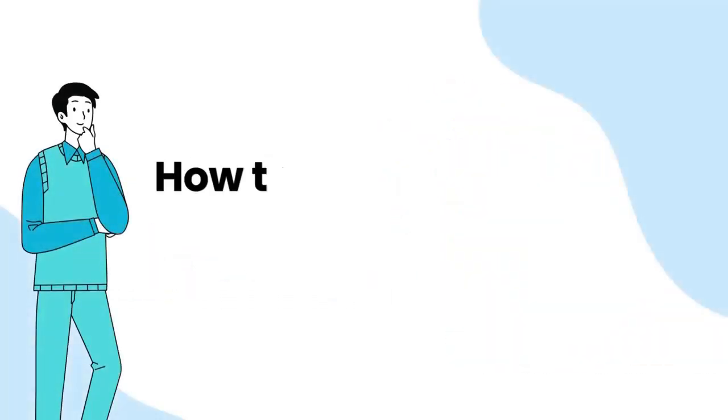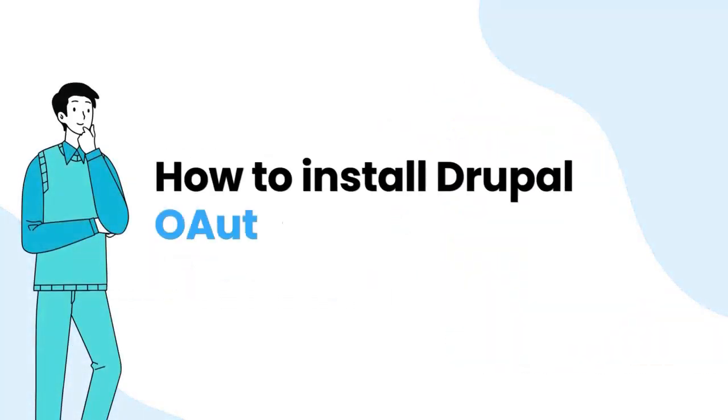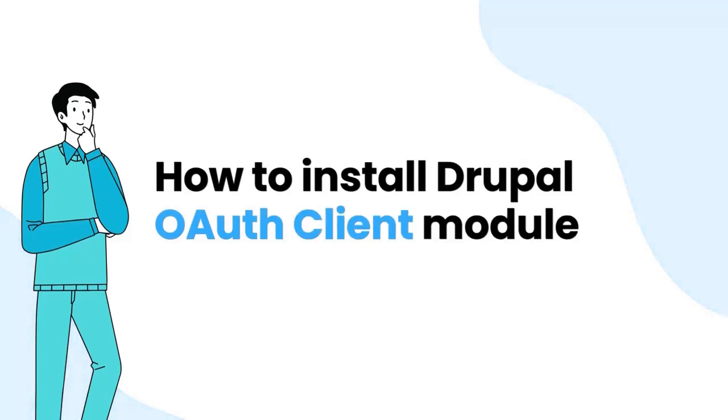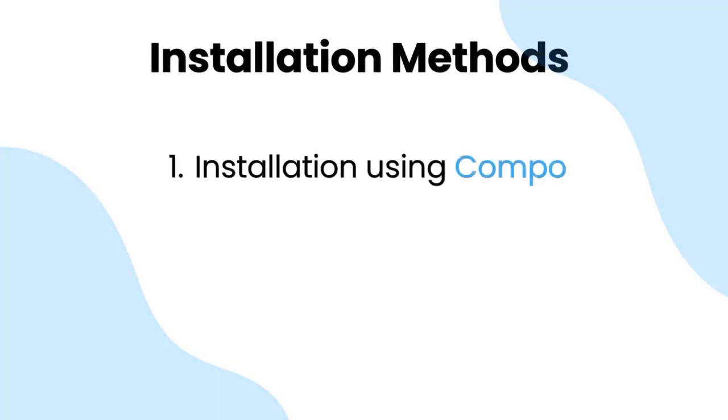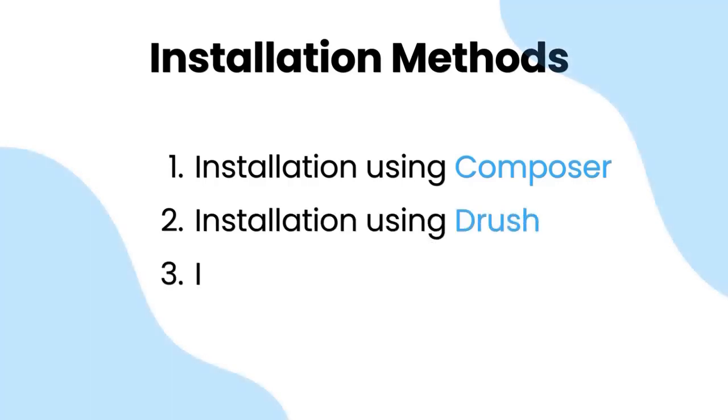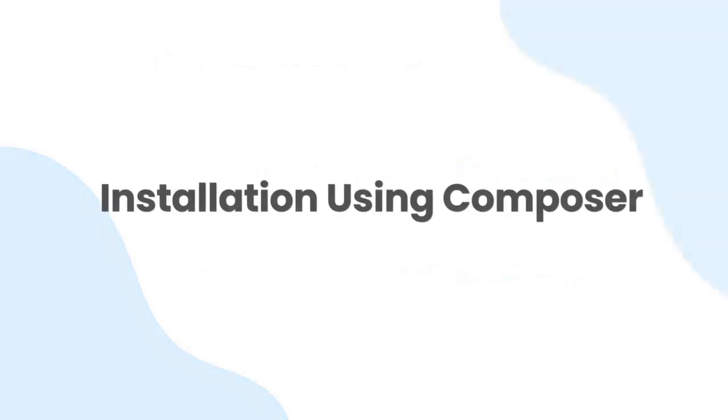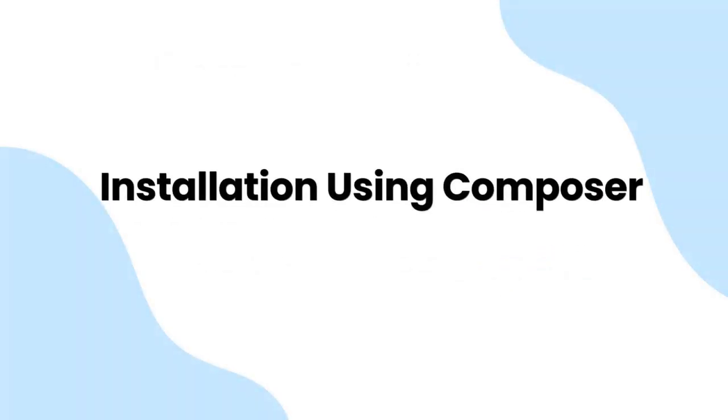In this video, we will demonstrate how you can install Mini Orange OAuth client module on your Drupal site. There are three possible ways for the module installation. First, installation using Composer. Second, installation using Drush. And last, installation using Drupal UI. Let's start with the first method, installation using Composer.